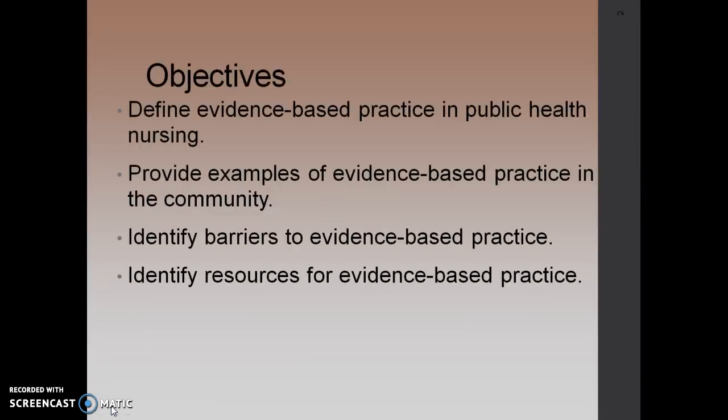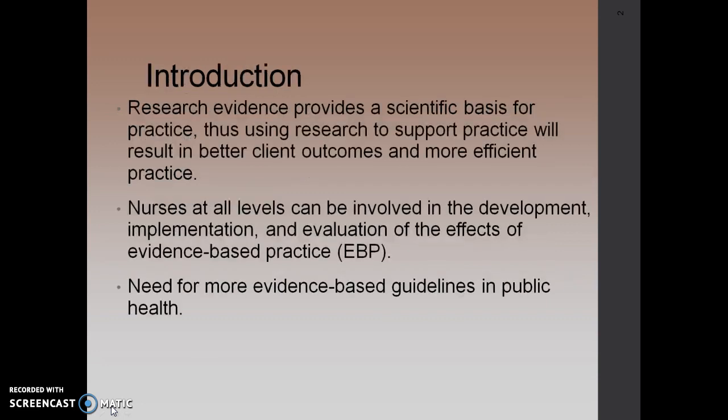So we have our objectives. We're going to see why we're not using evidence-based practice. We're going to talk about what it looks like in public health nursing. So we use it at all levels, and we don't reinvent the wheel. We're nurses. We use the evidence. We see what has been studied. We see what the evidence or the research says. We then adjust it for our populations. We implement it, and then we evaluate it.